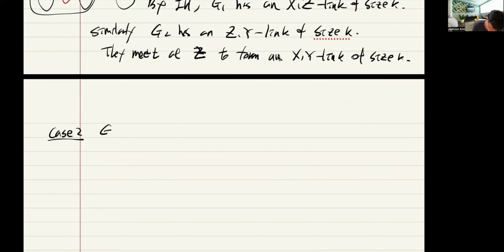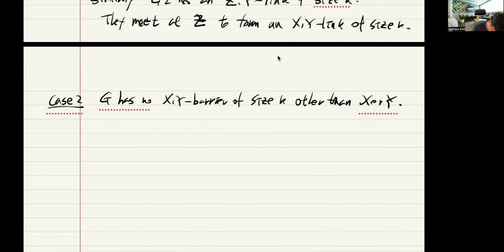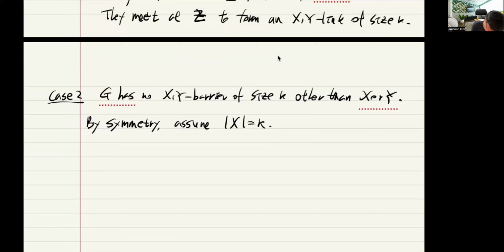What's case 2? G has no xy barrier of size k other than x or y. So the only xy barrier of size k in G is x itself or y itself. Then, using the symmetry, assume that x has size k. y could be bigger, or the same.